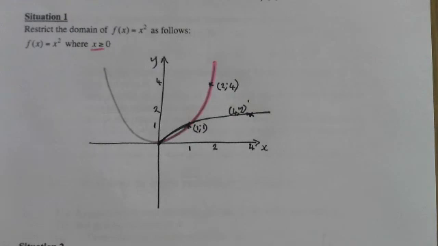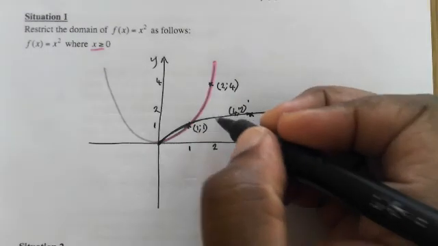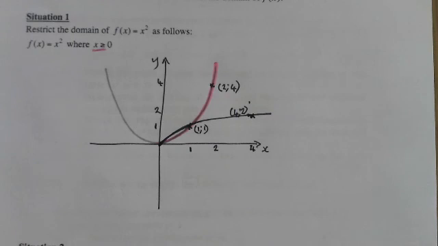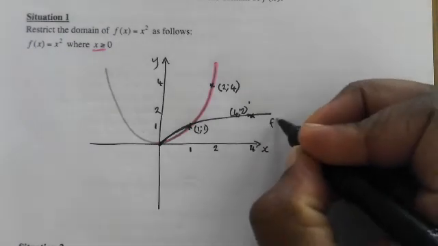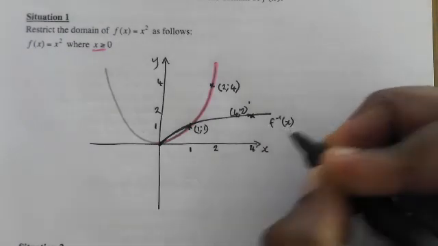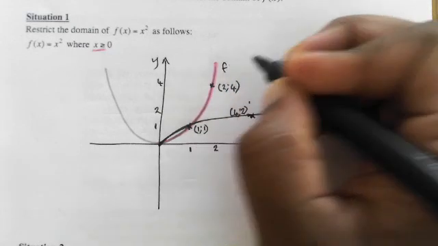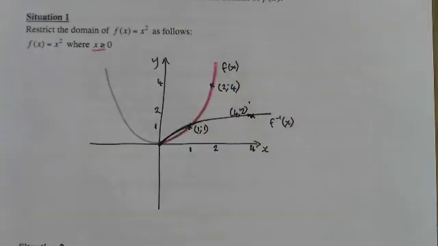Oh, that's a function. Because if I draw my vertical line, it's going to cut once. Now that's a function. Okay? So that is one way in which you can restrict the domain of x squared to end up with an inverse that's a function. Okay, so this one is a function because this is the original. So that's situation number 1. That's what we can do.